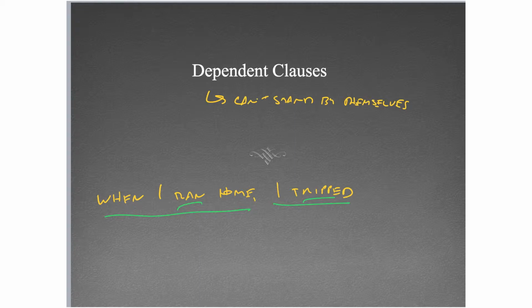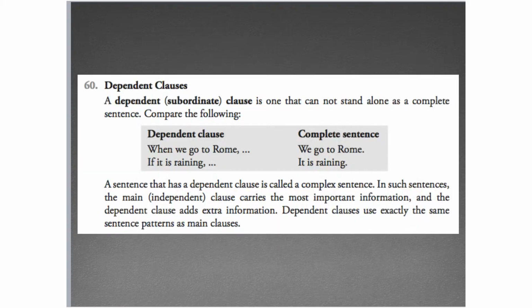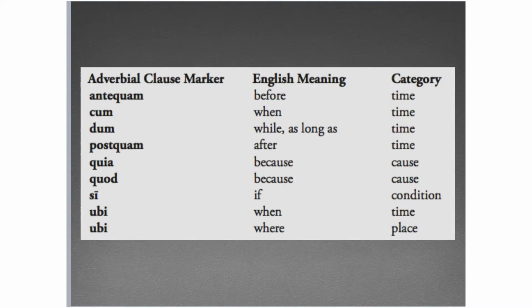So the dependent clause is, of course, here, right, when I ran home. So you can't just say when I ran home, period, right? That is not a sentence. That doesn't make sense. So that is a dependent clause, and that's what we're going to be taking a look at in Latin. So this is just from your textbook, all right? And again, a couple examples there and a little description of that, so you can read that there.